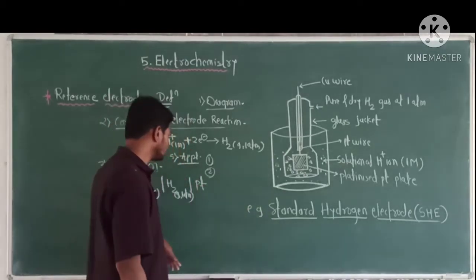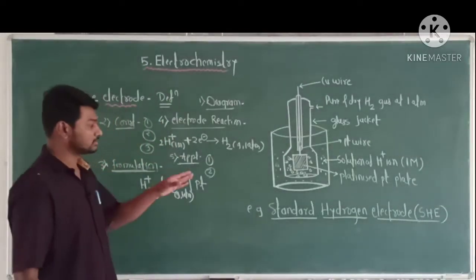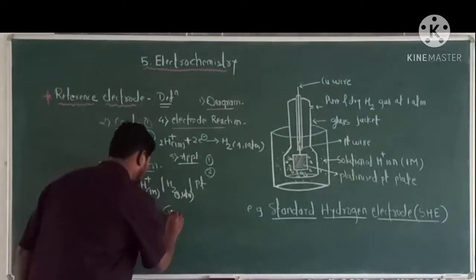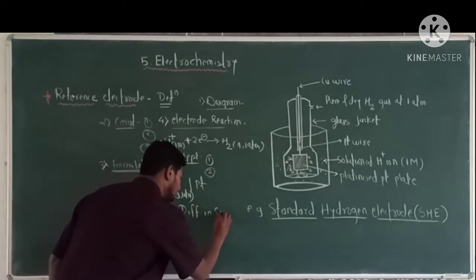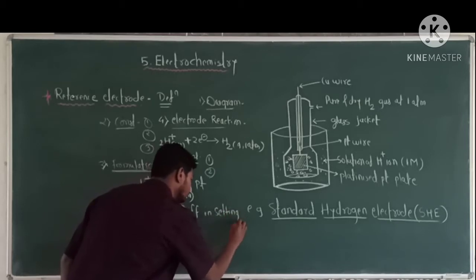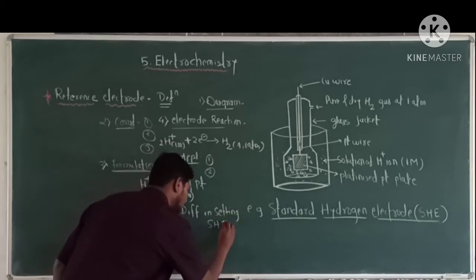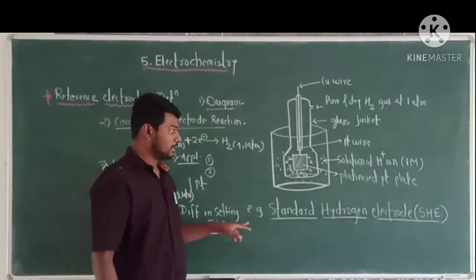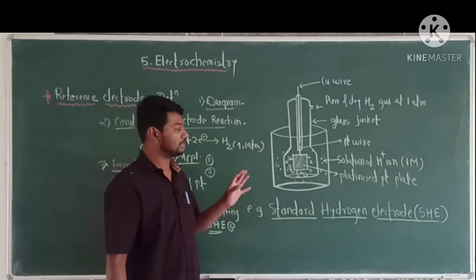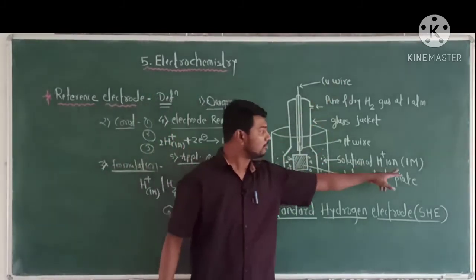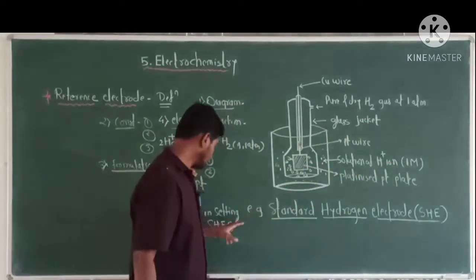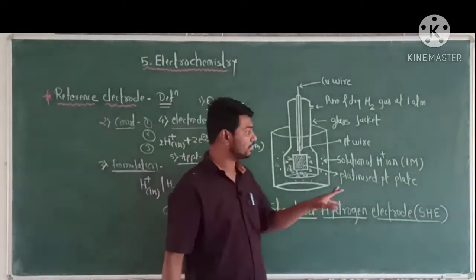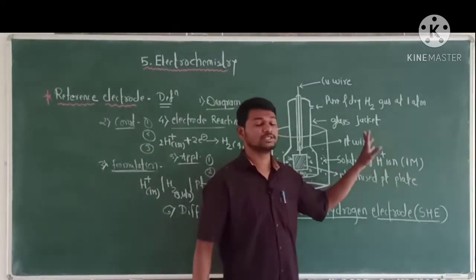Next, the sixth point, difficulty in setting up a standard hydrogen electrode. The first difficulty is that it is difficult to maintain a 1 molar concentration of H plus ion solution.